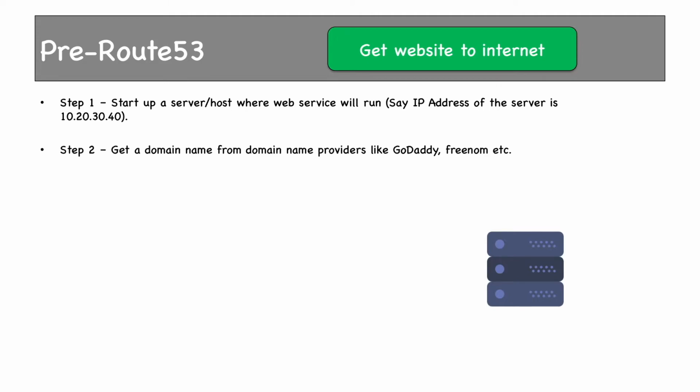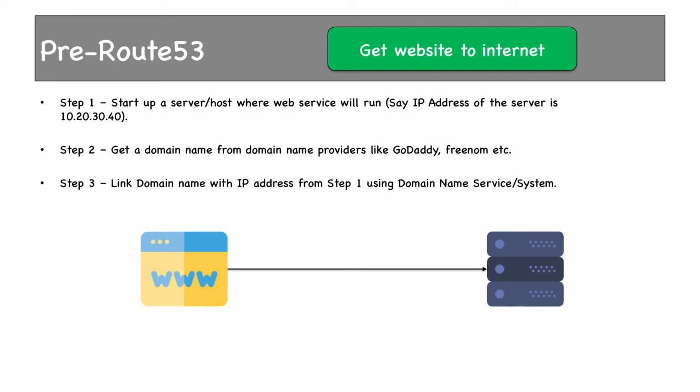Step 2 would be to get a domain name from domain name providers like GoDaddy, Phenom, or name.com, etc. We'll be using Phenom.com to get a free domain name for ourselves. GoDaddy and name.com are some famous domain name providers. We'll use that domain name to connect to our web page. Then the final step is to link this domain name with the IP address from step 1 using the DNS system or domain name service. This is our final step, as I said. Once this is done, we'll have our website available over the internet.